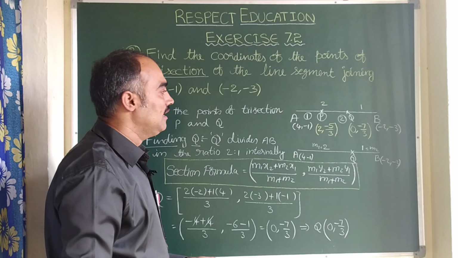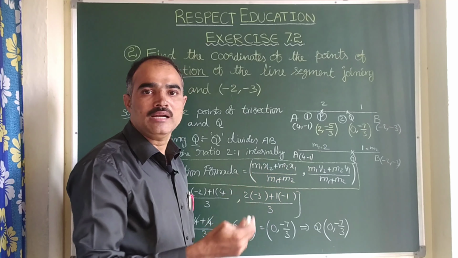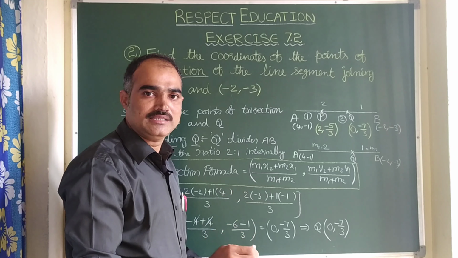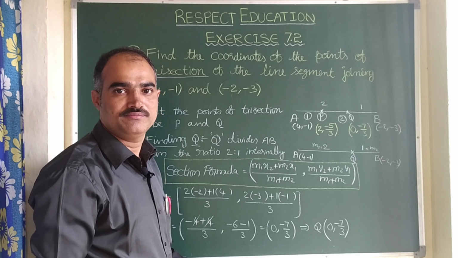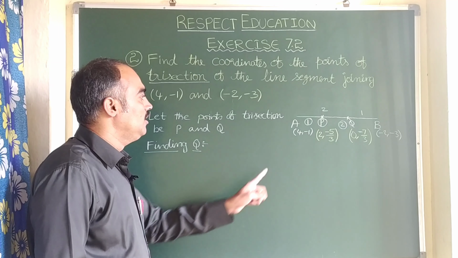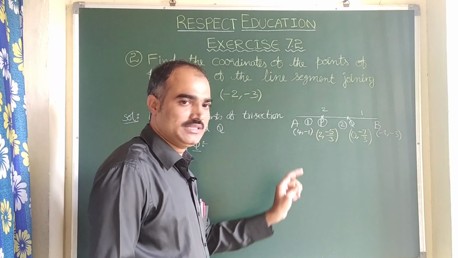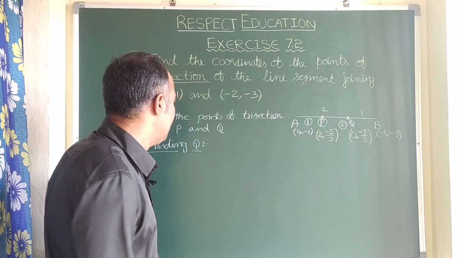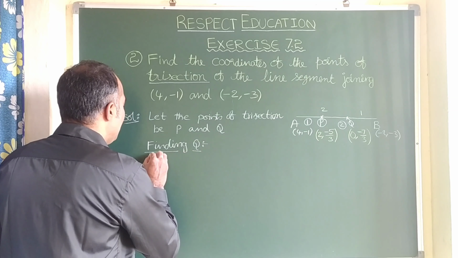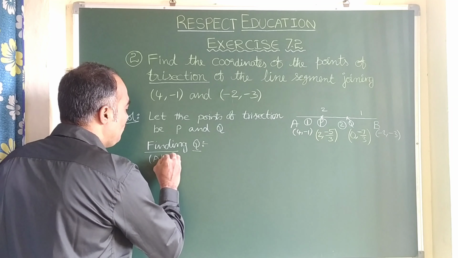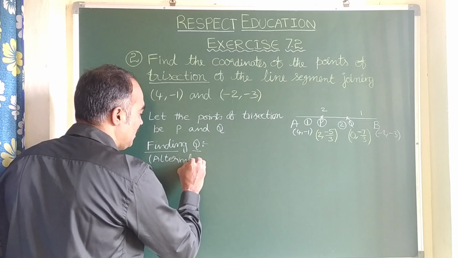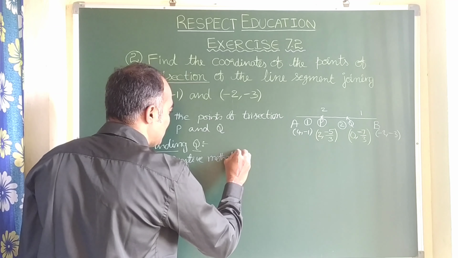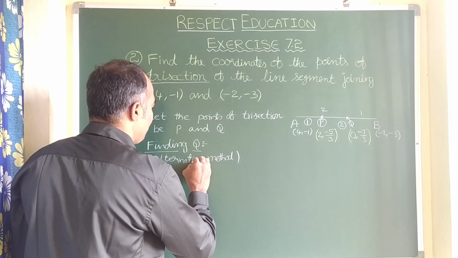But I would like to tell you that an alternate method is there to solve, especially for finding Q. Now let us discuss that alternate method also. Right? Now after finding P value, minus 2 comma minus 5 by 3, I would like to tell you how to find Q in the alternate method. So finding Q in an alternative method means another method is there to find Q.